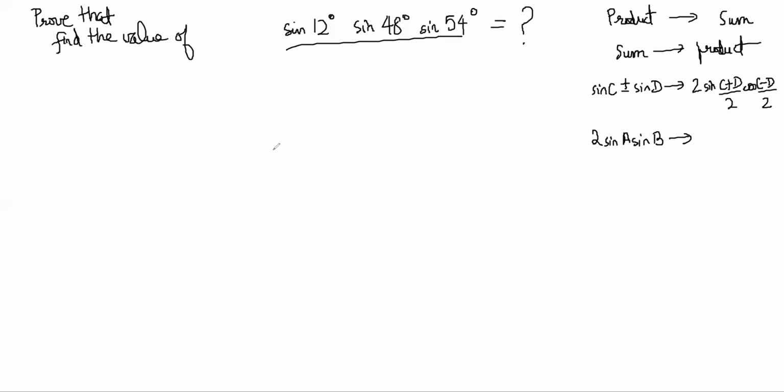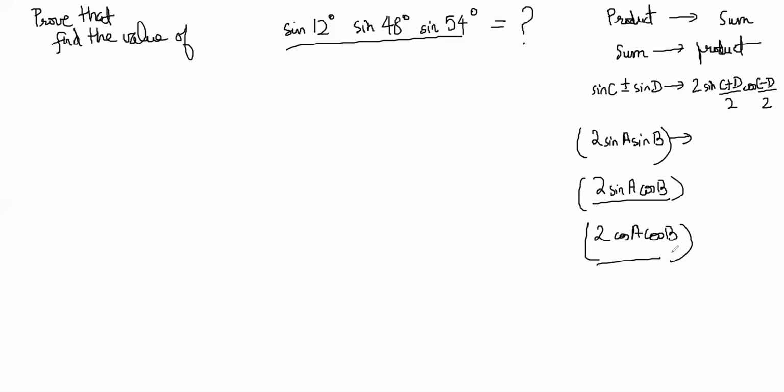Have I discussed this formula last class? This 2 sin A sin B and 2 sin A cos B and so on? 2 cos A cos B, these three formulas. Just look back to your notes and see if we have done this formula before. Yeah, it is there, no?